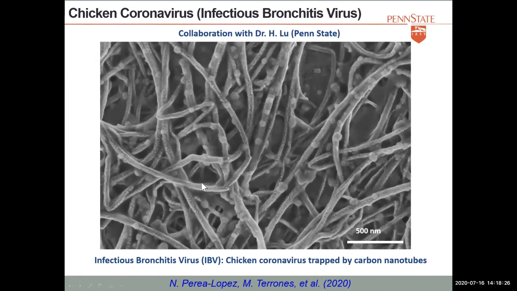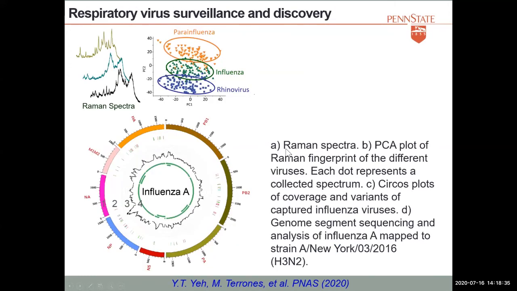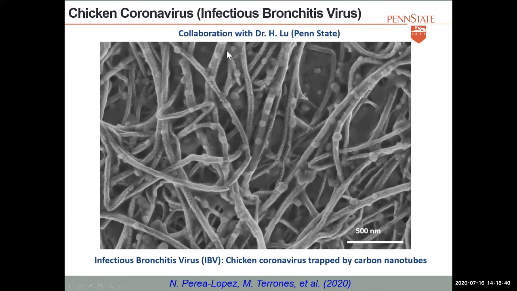So this is something that we have done recently with the chicken coronavirus. It's the infectious bronchitis virus. And in this case, these are the SEM images. So you have the carbon nanotubes and you have the virus that is being trapped. This is a coronavirus. So we wanted to see if the coronaviruses were different from the flu viruses. Of course, the structures are different and you have this spike protein.